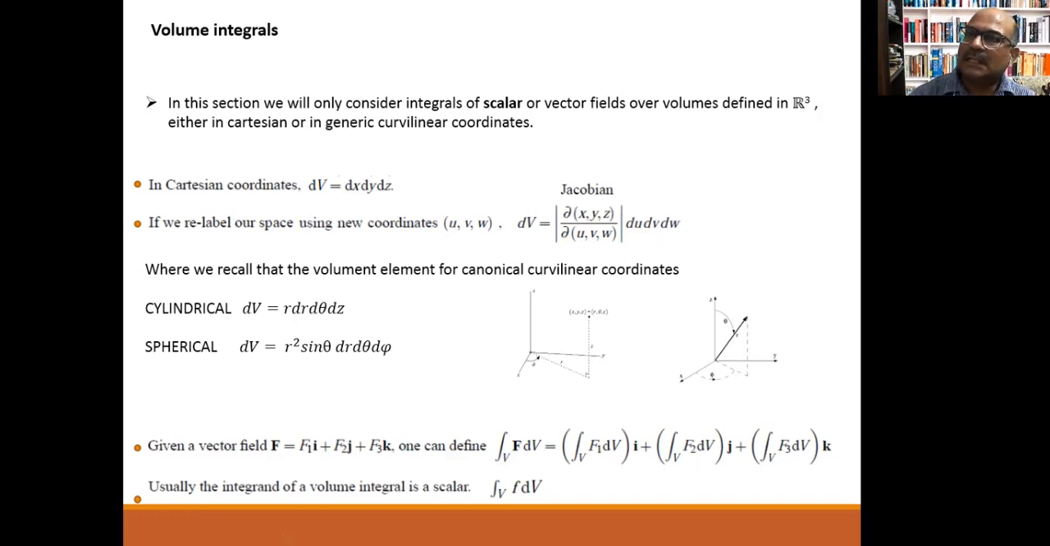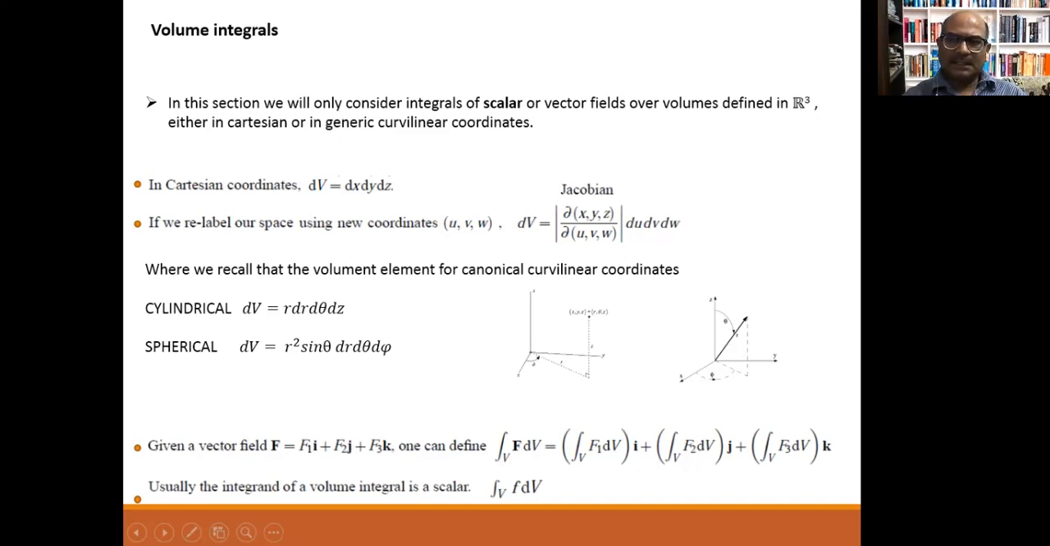So we can have three types of small volume element, because as we have done in surface integration, where the complete surface is defined by the collection of small surfaces, we are doing the same here: the entire volume can be considered as the collection of small volume elements. So these volume elements in Cartesian, cylindrical, and spherical can easily be defined.